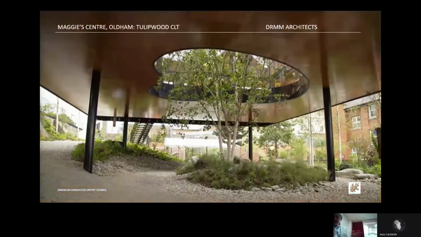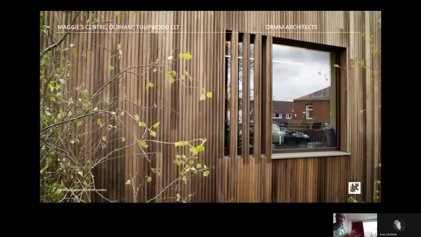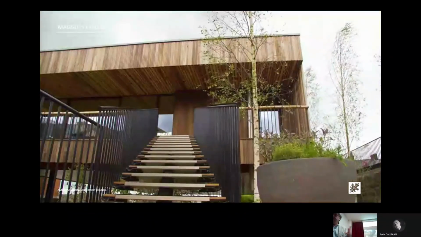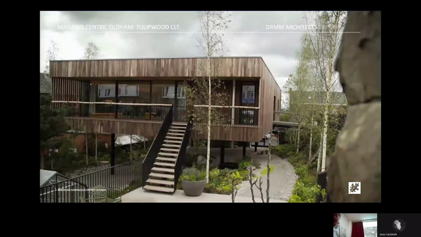This project just happened to coincide and run alongside the panels which were made for the smile at the same time. So we were able to utilise some of the offcuts from the smile to be able to use it in this building here. And it's a wonderful building.